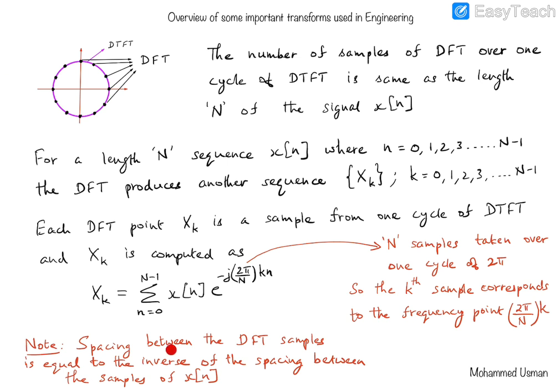And the spacing between the DFT samples, or the interval between the DFT samples, is inversely related to the spacing between the actual samples of the sequence x[n]. So if the time domain sequence has a certain separation between the samples, then the separation in the frequency domain will be the inverse of that spacing in the time domain. And that is obvious because the time and frequency domains are inversely related. Anything that is compressed in the time domain leads to an expansion in the frequency domain and vice versa.